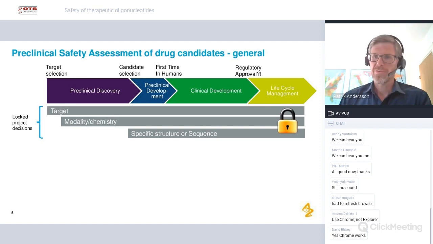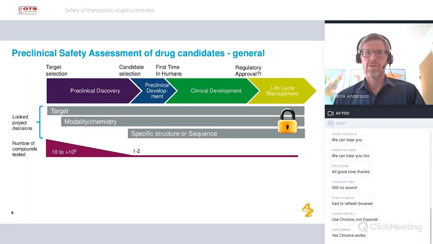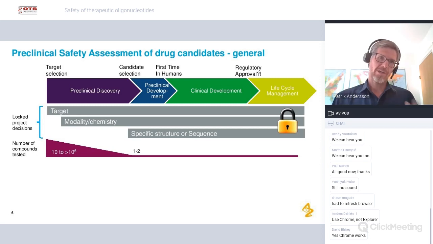So if we display this more around the number of compounds, this starts early on in the process. You can screen, in the case of small molecules, millions of compounds in high throughput screening. For oligos, it could be hundreds or thousands. And then via various filters, the number of compounds really decreases until, before you go into the regulatory studies, you normally only have one or perhaps two compounds going forward.